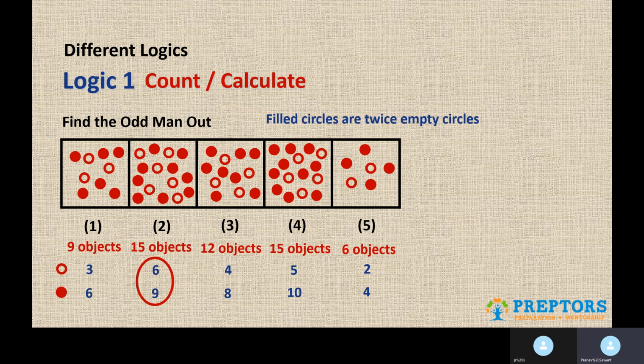So if you observe, the pattern is filled circles are twice empty circles. 3 white dots, 6 red dots. 4 white dots in figure 3, 4 white dots, 8 red dots. Filled circles are twice the empty circles. But in figure 2, the logic is not following. Hence, option 2 is the answer.